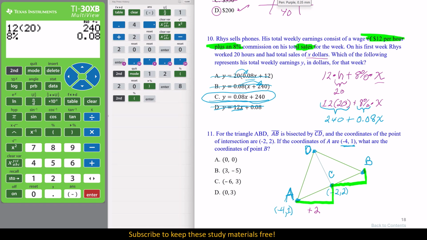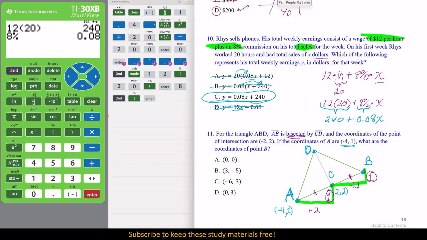Well, because that is a point of intersection and it says we're going to bisect, that means that from here to here is equal. So if we're going to go plus 2 from A to C, then we're going to have plus 2 from C to B. Okay, then how much do we go up? We go over 2 and up, looks like from 1, we're going up from 1 to 2. So that would be a plus 1, and that would be 1 up.